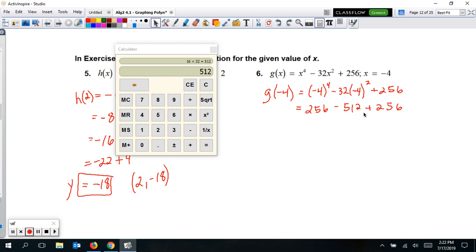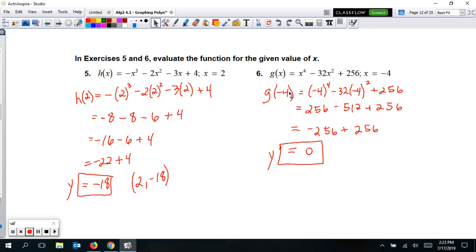And so now we're just going to put these together. If you want to put the two positive ones together, you can. So you could do that, or you can just subtract, go left to right, and do 256 minus this, which would give you negative 256. And now as you do that and put these together, you're going to end up with 0. So y is equal to 0 on this one. So essentially 0 is the answer to the question they're asking here.